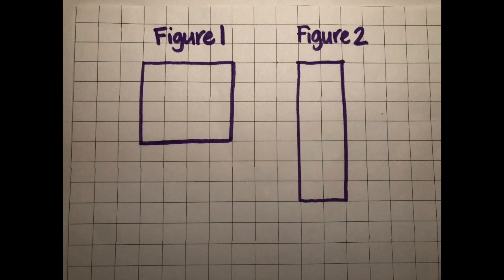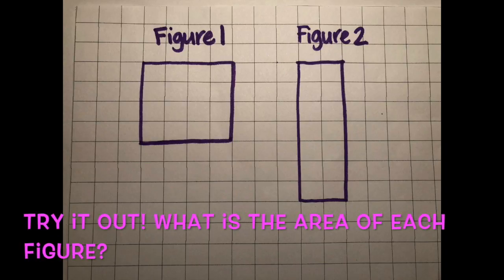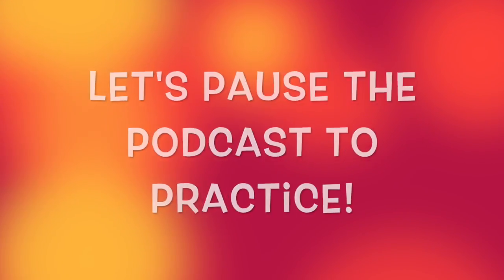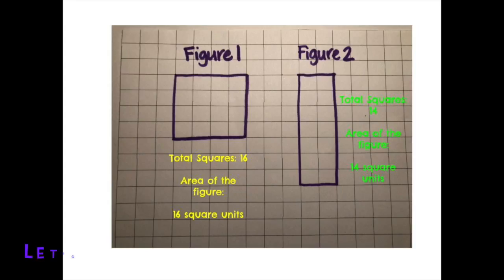Now take a second to practice counting square units to find area. There are 2 figures here. You can pause the podcast or work within the time we have given. In your notebook, record the area of each figure by recording the number of squares on their inside and label your answer with square units. Let's check and see how you did. Figure 1 should have a total of 16 square units, and Figure 2 should have a total of 14 square units.